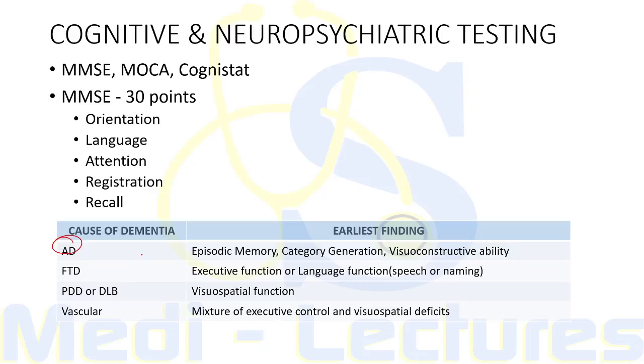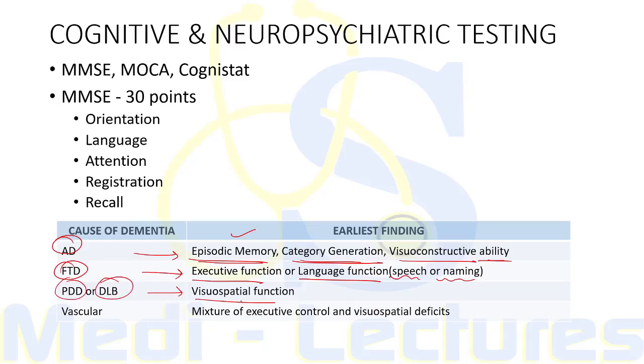In Alzheimer's disease, the first finding which is lost is episodic memory. Along with that, category generation and visuoconstructive ability is also lost. In frontotemporal dementia, executive function or language function is the first thing which is lost, that is speech or naming. In Parkinson disease or Lewy body dementia, visuospatial function is lost first. In vascular dementia, there is a mixture of executive control and visuospatial deficits which are lost.